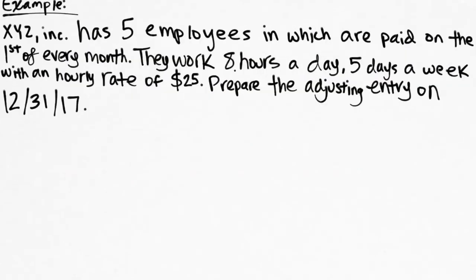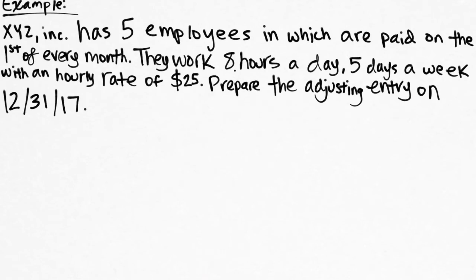Our next example is a wages problem. XYZ Inc. has 5 employees who are paid on the first of every month. They work 8 hours a day, 5 days a week, with an hourly rate of $25. Prepare the adjusting entry on December 31st, 2017.